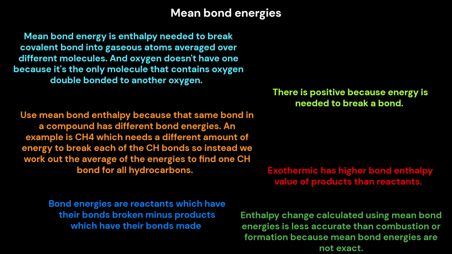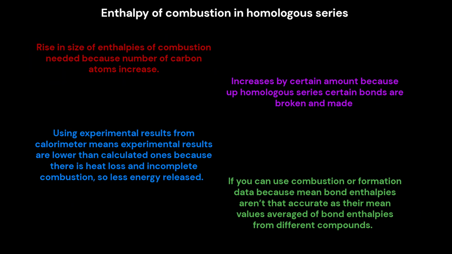Exothermic has a higher bond enthalpy value of products than reactants. Bond energies are reactants, which have their bonds broken, minus products, which have their bonds made. Enthalpy change calculated using mean bond energies is less accurate than combustion or formation because mean bond energies are not exact. Enthalpy of combustion in homologous series.